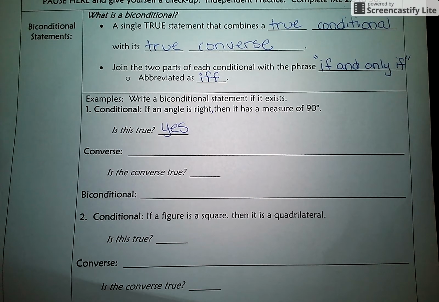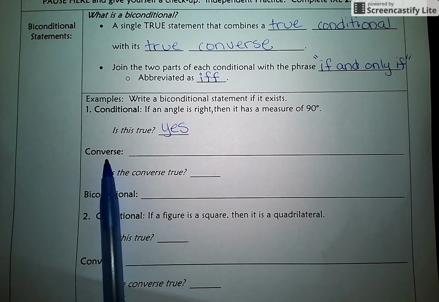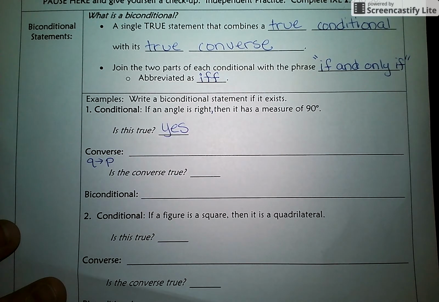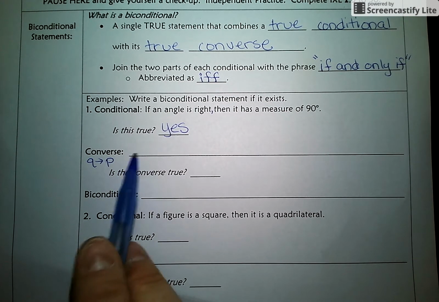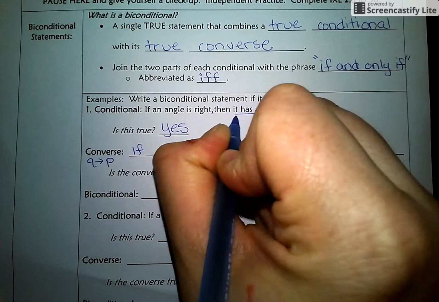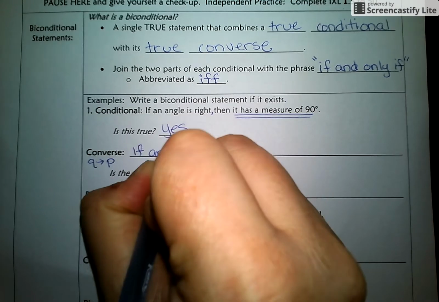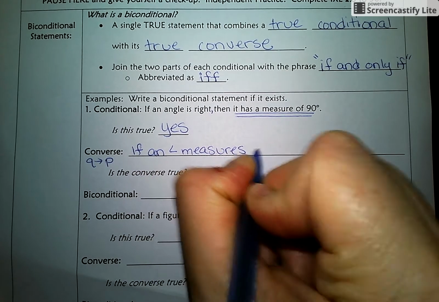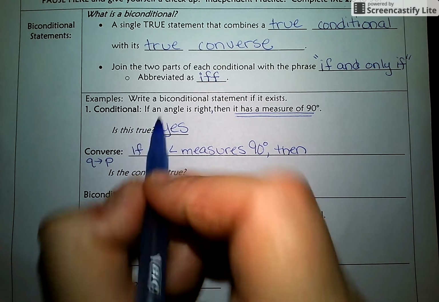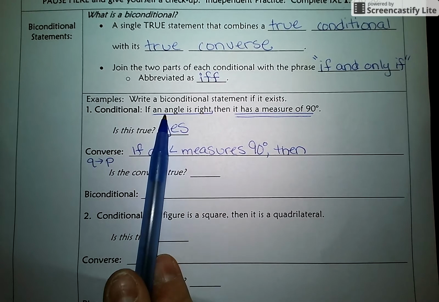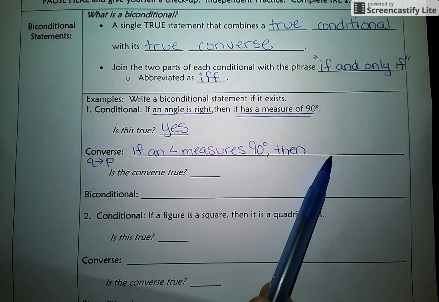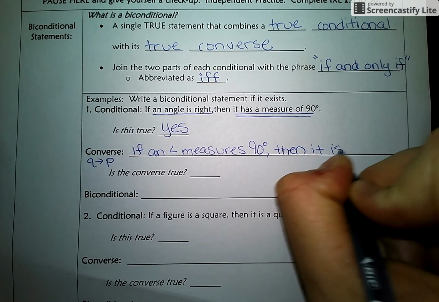Okay, now let's take that conditional and turn it into a converse. Remember, a converse takes the original conditional and flips the hypothesis and conclusion. So the new statement would read, let's go grab the conclusion: "If an angle measures 90 degrees, then," now go back to the conditional and look at the hypothesis. The original hypothesis is an angle is right. So let's bring it down. "If an angle measures 90 degrees, then it is right."